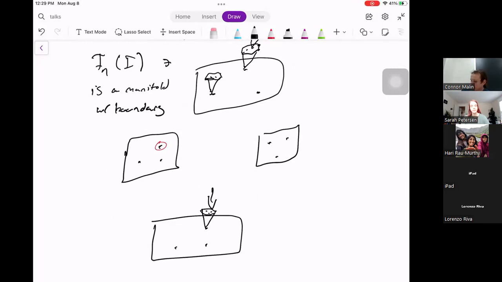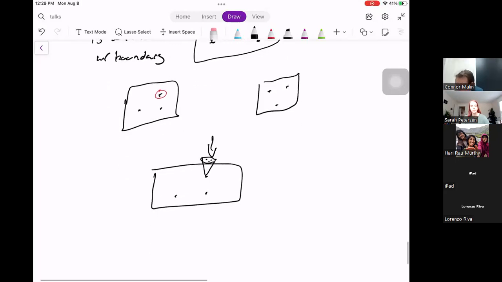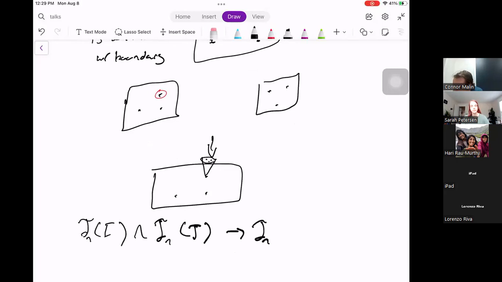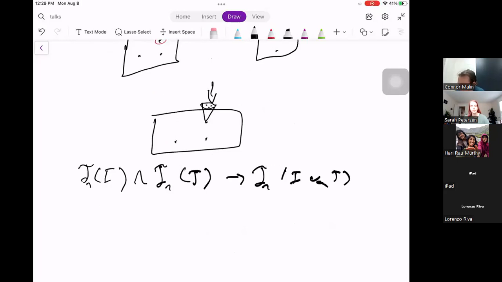And so what we can take away is that F_n(I) smash F_n(J) maps to F_n(I) union along A with J. Sometimes these things don't have a natural base point, so I'm going to add a base point to each of them. If I forget, you should just imagine that there's a base point added disjointly. So these are actual topological spaces? Yeah, these are topological spaces.